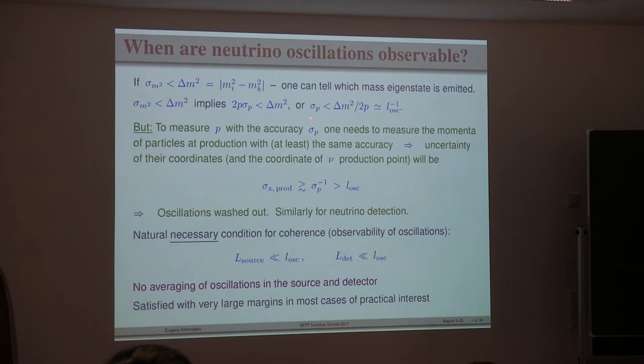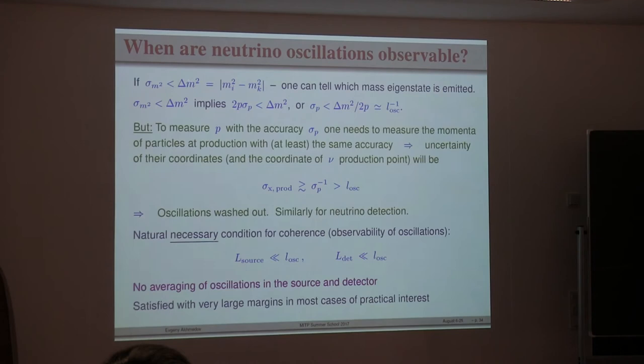But this is nothing else than the inverse oscillation length up to the factor 2 pi. So what we found here is that we can only destroy coherence at production. Destroy means that we cannot emit coherently neutrinos of different mass. We either emit one mass or another mass, but not their coherent superposition, because we found the mass with very high accuracy.